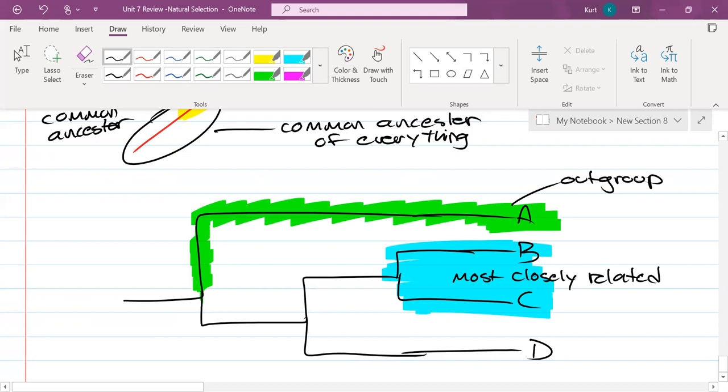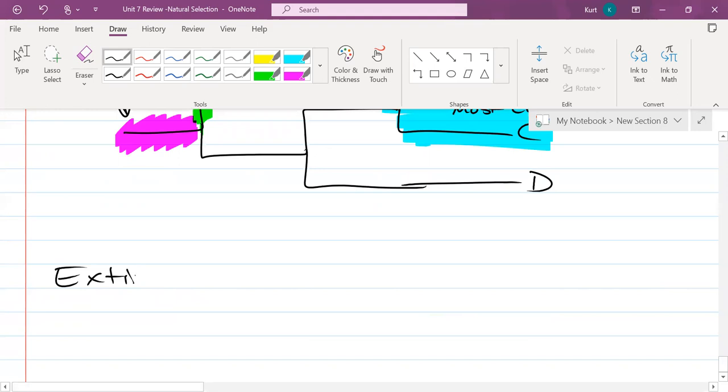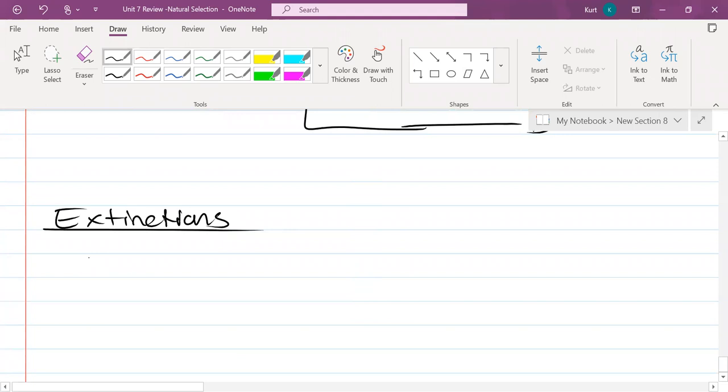And then what would this area in purple be? That's the common ancestor of everything. Good job, guys. We have 3 minutes. Let's just keep going. I'm looking over everything. Let's talk about extinctions. How many extinctions have there been? Not counting the one we're in. 5 mass extinctions. Which one was the worst?